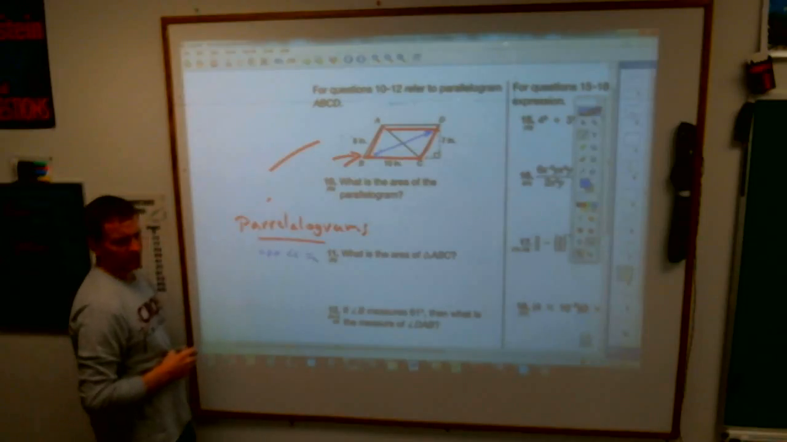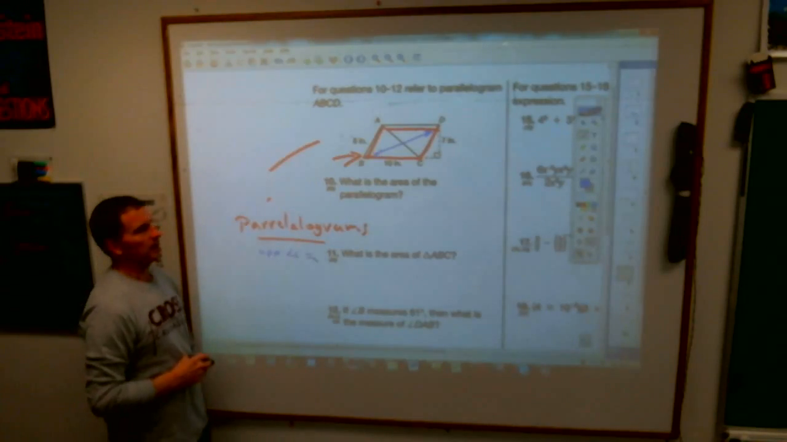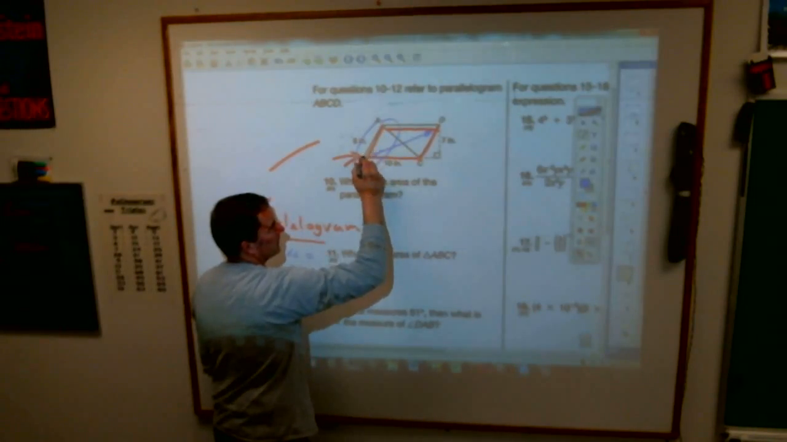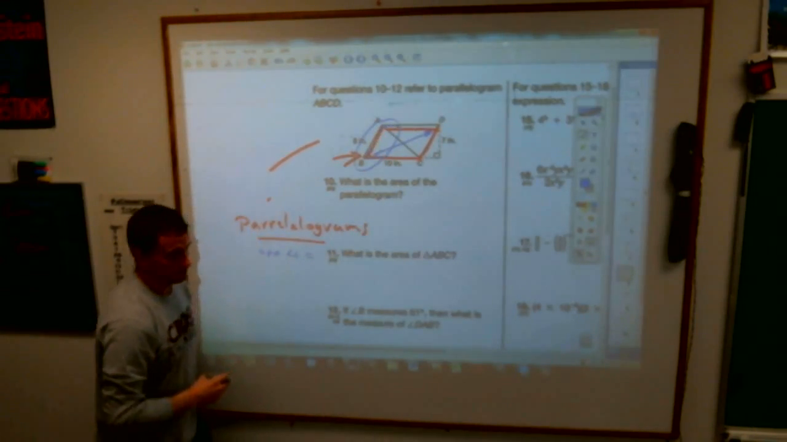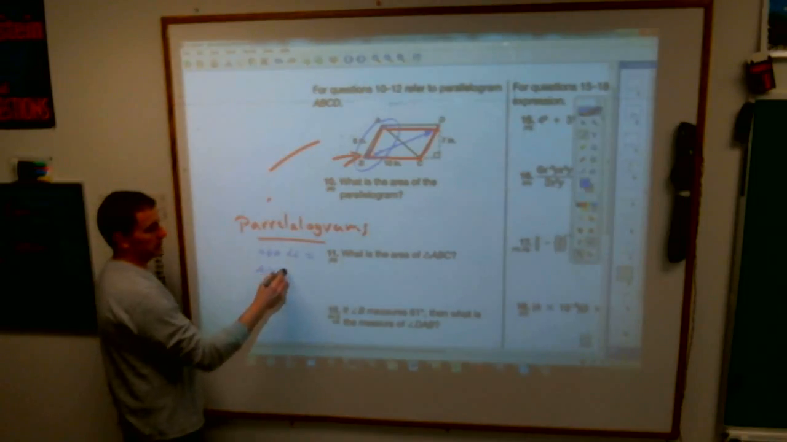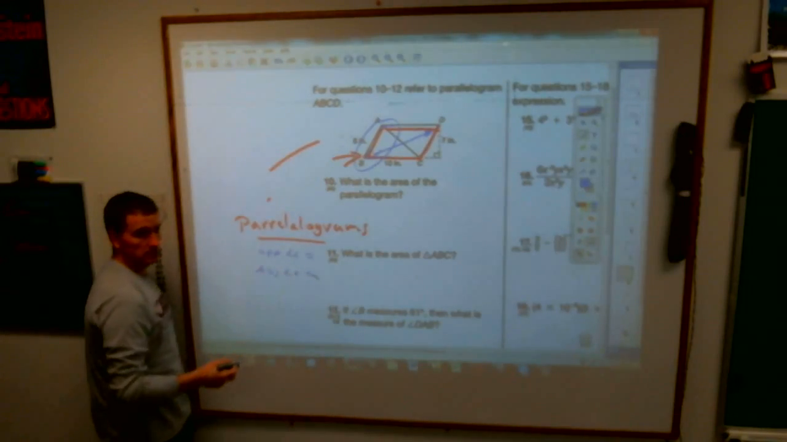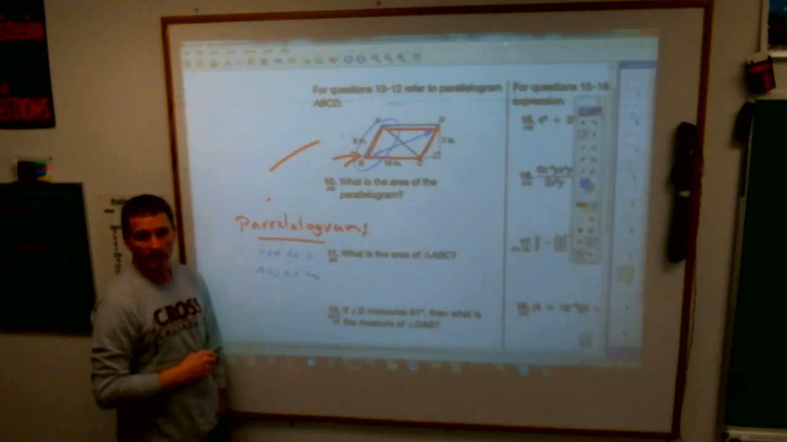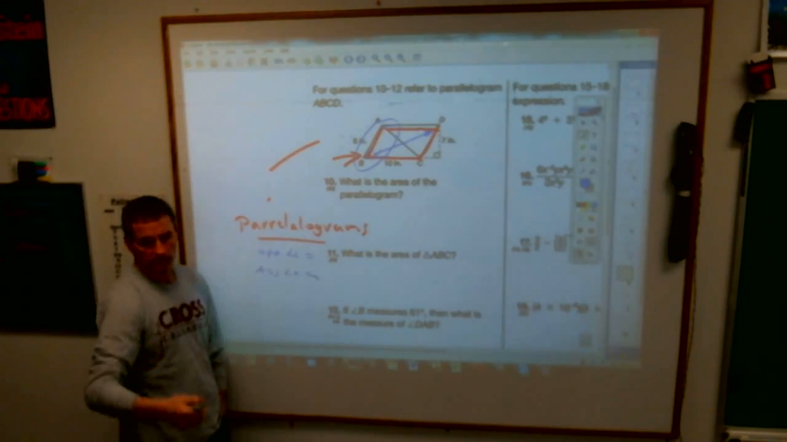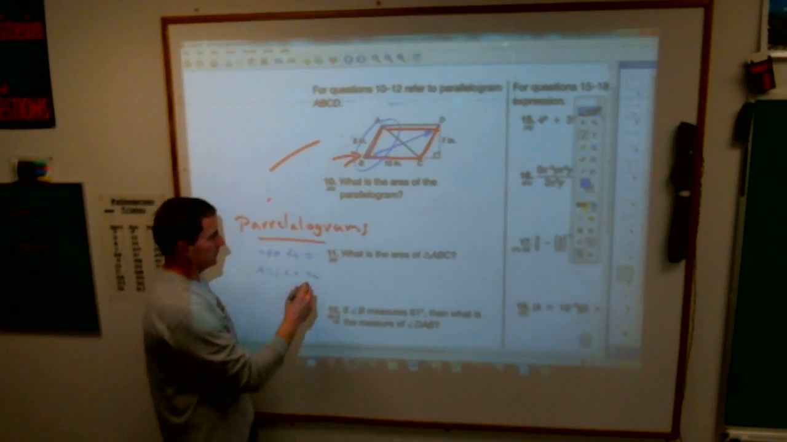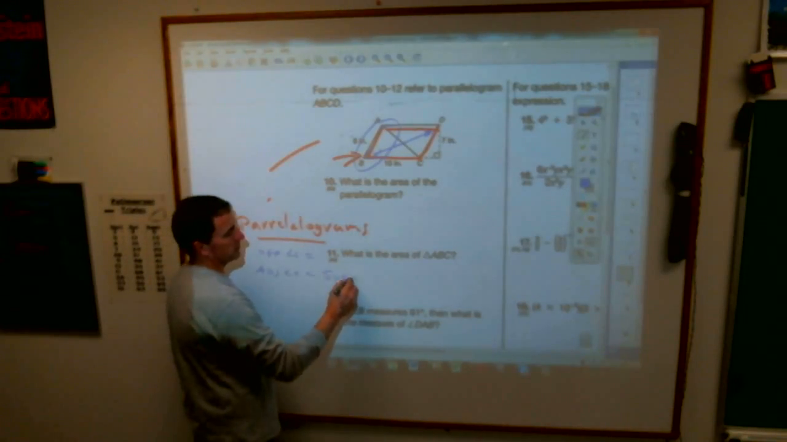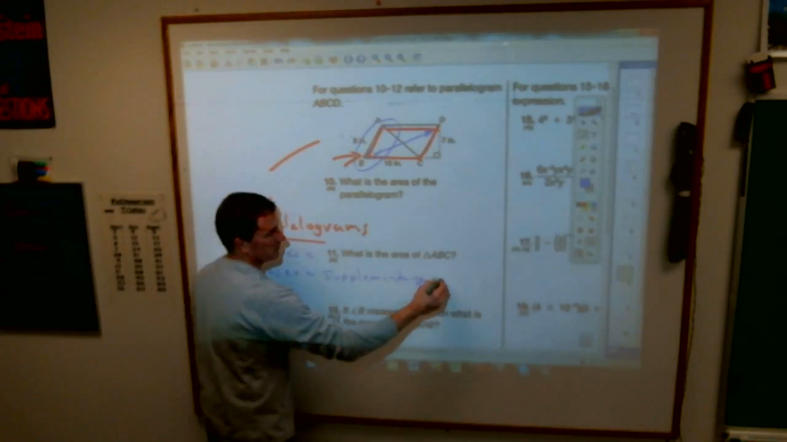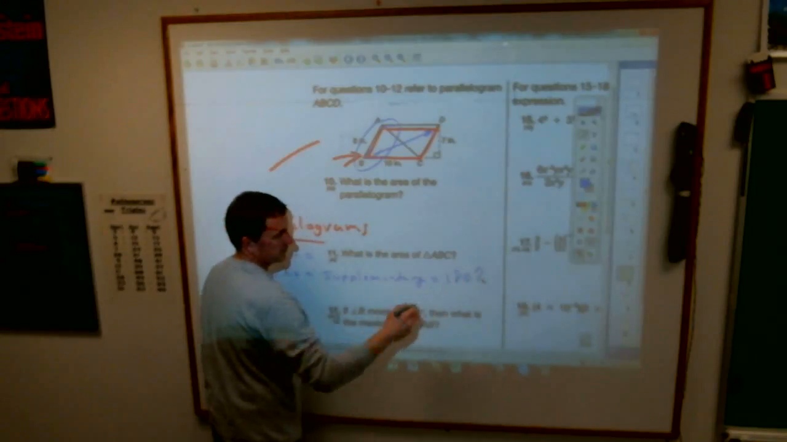Was it not you, or was it 6th grade that we talked about this? Okay. Opposite angles are equal, and adjacent angles, this angle and this angle, adjacent angles are, we like to call it, a little thing called what? Yeah, they're supplementary, which means they equal 180 degrees.